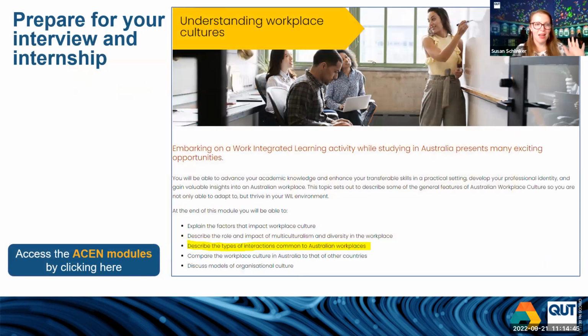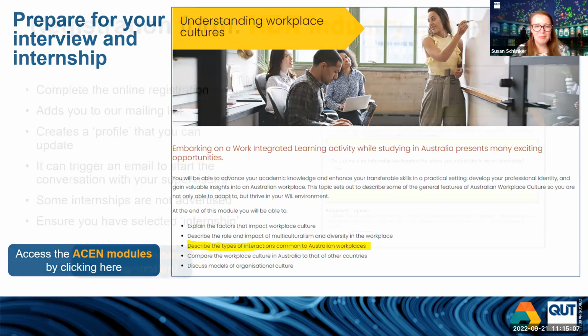And this is just a deeper dive into one of those ASIN modules that's available for you. This is particularly helpful. We've had feedback from international students that it's particularly helpful if they've not worked in an Australian workplace before, for understanding Australian workplace culture. So I would highly recommend it.